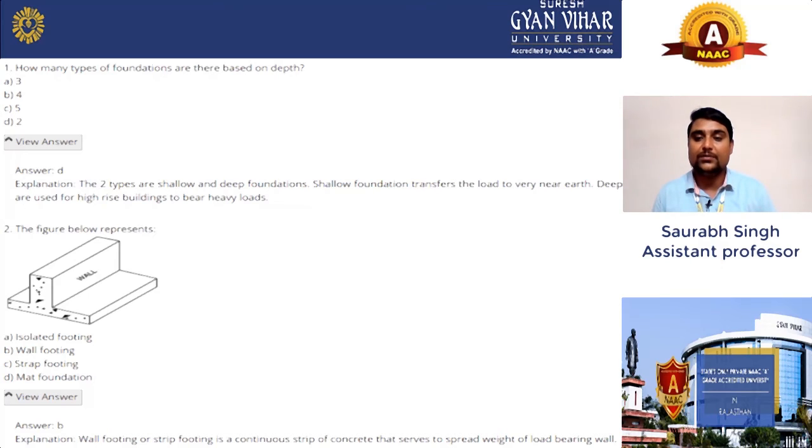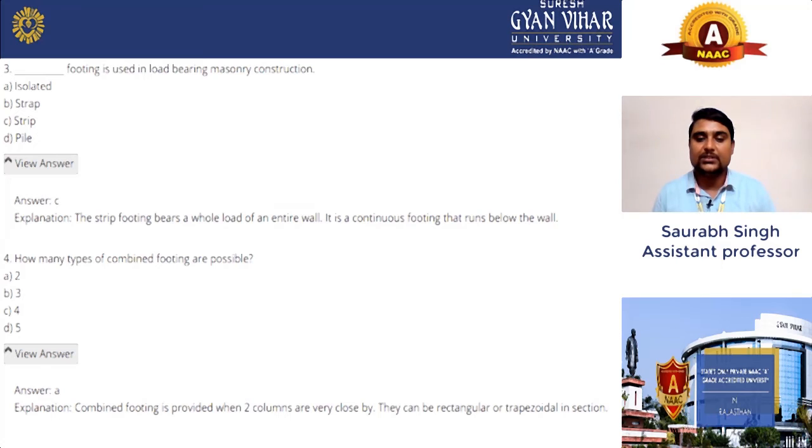Now we will see the third question. There is a blank: blank footing is used in the load bearing masonry structure. What kind of footing do we use for the load bearing masonry structure? Options given are: isolated, strap, strip and pile. Right answer will be strip footing, which we generally use for the load bearing masonry structure. C will be your right answer. And the strip footing bears the whole load of an entire wall. It is continuous footing that runs below the wall.